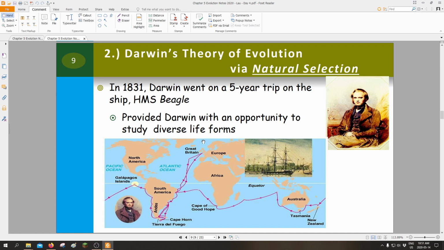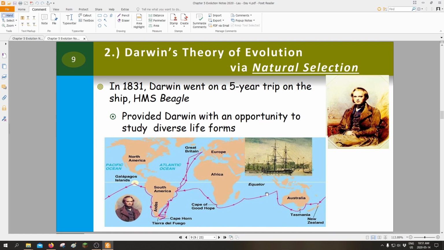In 1831, he went on a 5-year trip on a ship called the HMS Beagle. And this gave him an opportunity to study many different life forms as he traveled the world on this path. He went from Great Britain to South America, around South America, Galapagos Islands, across Australia, down through the Indian Ocean, down around Africa, and then back to South America, and back to Great Britain.